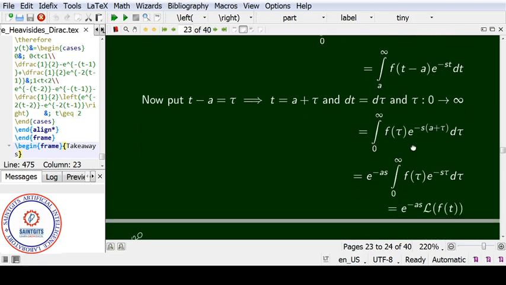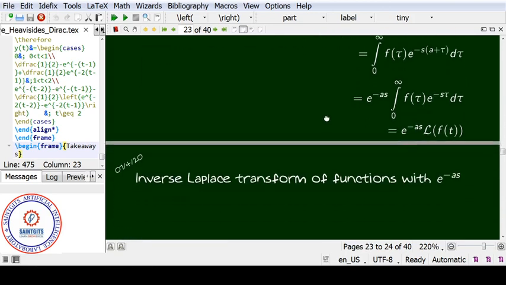Here the integration variable is tau. I can take e raised to minus as outside. So e raised to minus as into integral 0 to infinity f of tau e raised to minus s tau d tau. Using the reverse definition, the integral of a function after multiplying by e raised to minus s tau results in the Laplace transform of the function f, that is L of f. So the Laplace transform of the shifted function leads to e raised to minus as into Laplace transform of the original function f of t. So the proof is over.